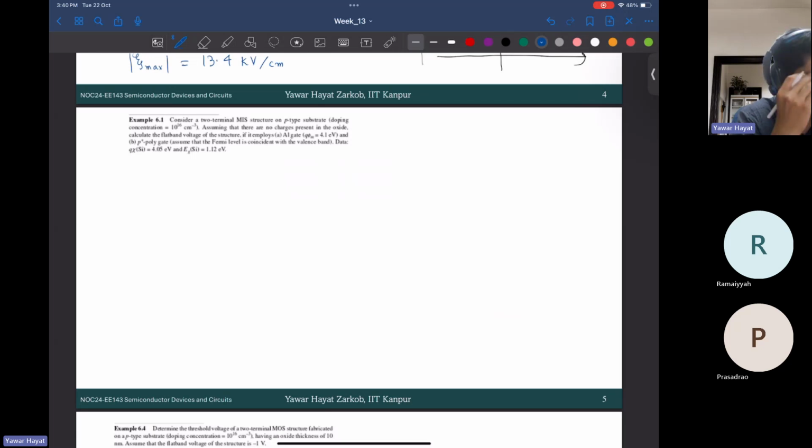The given data is that q chi for silicon, the electron affinity, is 4.05 electron volt. You are able to see the screen, right? Yes, sir. Okay, I thought it was disconnected. And the band gap for silicon is 1.12 electron volt. This is the given information. So first I want to know how you would approach this, and then I'll probably show this. How should we approach this one?